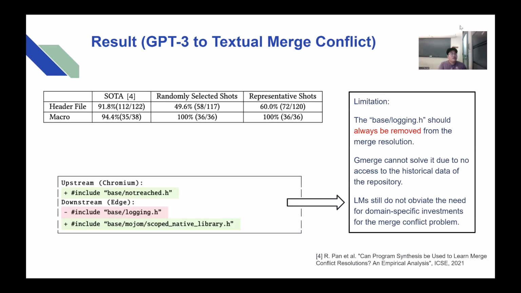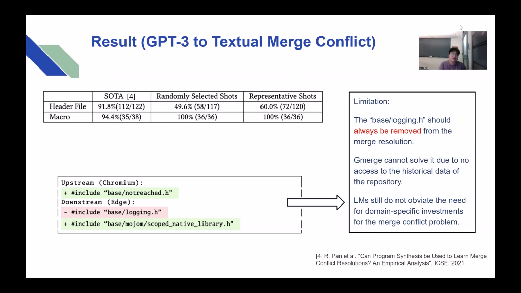What is more interesting is that our model actually performed better than the state-of-the-art model on the Markov dataset. However, on the header file dataset, our model didn't perform as well. We wanted to understand why, so we dove into the details, and this is one example which shows the limitation of our tool. Here, logging.h is a header file that Microsoft Edge doesn't use, so if it appears in a conflict region, it should always be removed. This kind of domain-specific knowledge we cannot learn just by using the GPT-3 model.